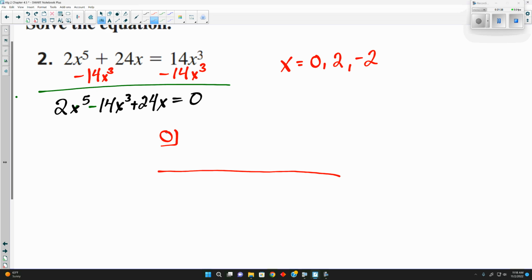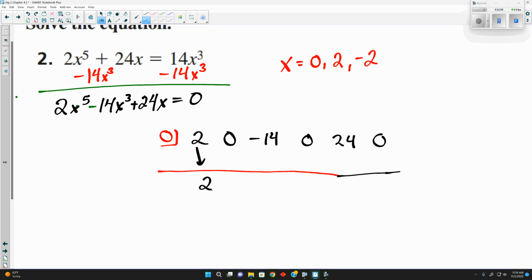Now we can pick any one of these 3 to use first. We can use 0. We've not used 0 before, but we can still use 0. Now across the top we'll have 2 for x to the 5th, but we don't have an x to the 4th, so it's going to be 0. We do have an x to the 3rd, which would be -14. We don't have an x squared, so it is 0. We do have an x term, which is 24, and our constant term, which we don't have, is 0.